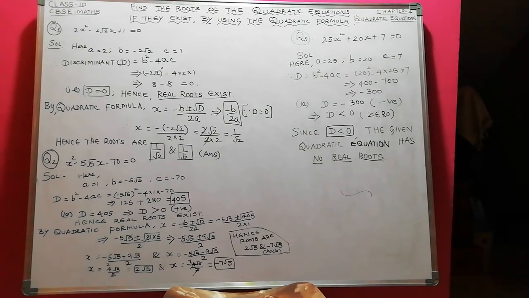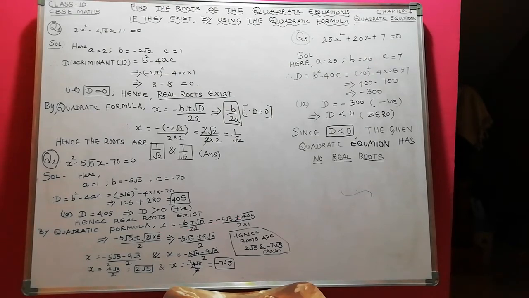So 405 is a positive integer, so that is greater than 0. So d is greater than 0, that is positive. As per the condition you have watched in the previous video, when d is equal to 0 or d is greater than 0, the real roots will exist. Okay. So now we can substitute the value of d in the quadratic formula and arrive at the two roots.